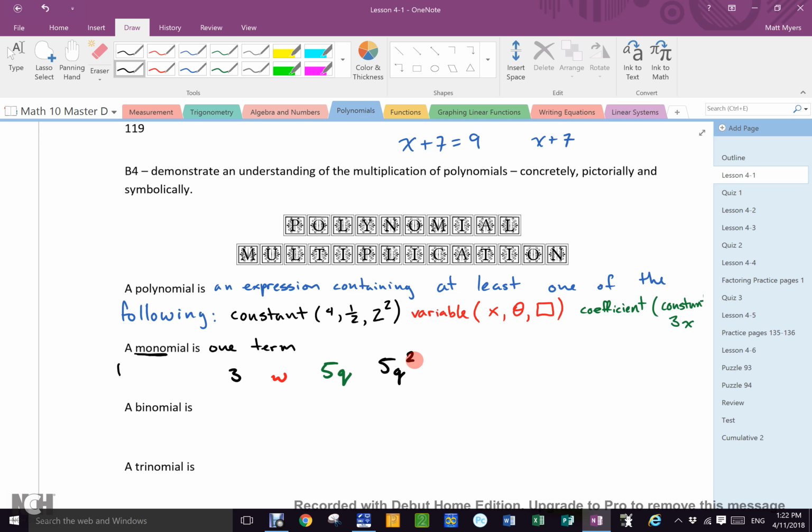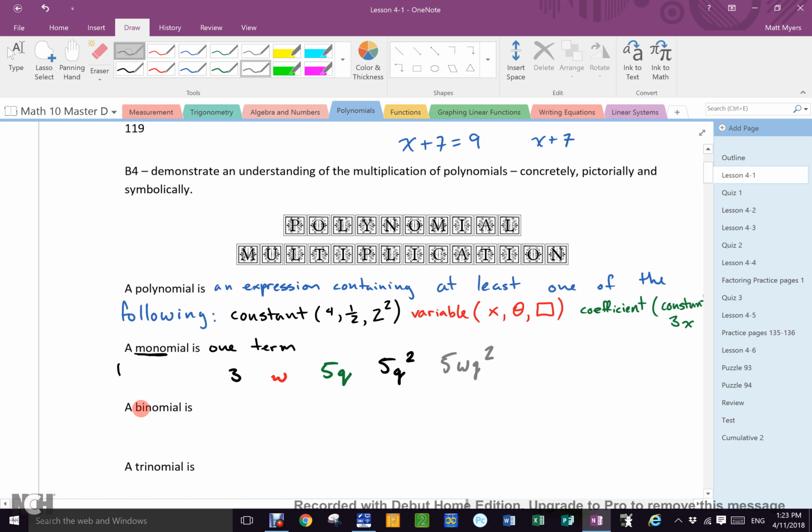Okay. It could even be 5WQ squared. Why? Because it's one term, but why? There's nothing you can do with them. It's multiply, multiply, multiply. It doesn't change. At the end of this, you're going to get one value, yes? If you know what W is, you know what Q is, you're going to get one value. Everybody with me? And that's where it ends. So that makes it a monomial.